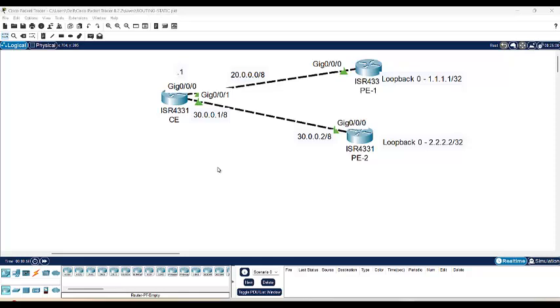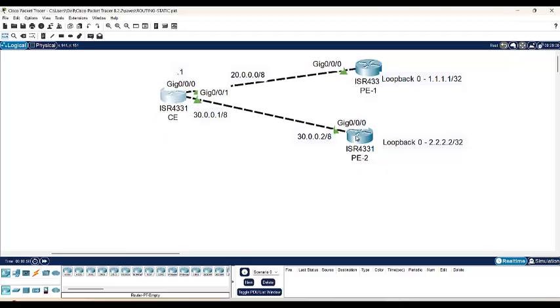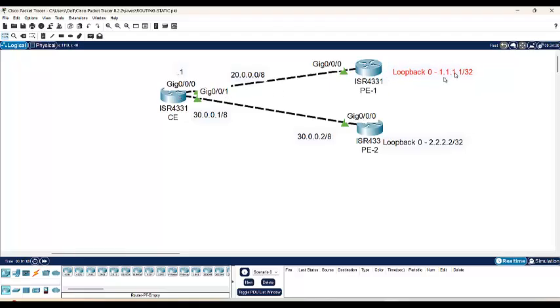You see, the first scenario was we were writing a static route on this router, considering this as a customer edge and these two as provider edge. We wrote two static routes, one towards the direction of PE1 to reach this network, the other static route to reach this network towards this direction. Later I said on the stub router you can write default route.